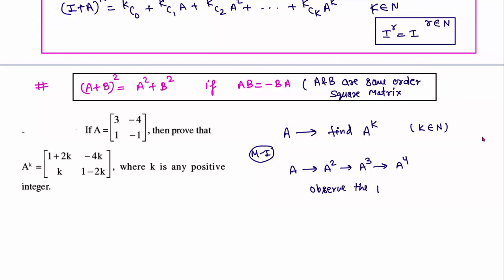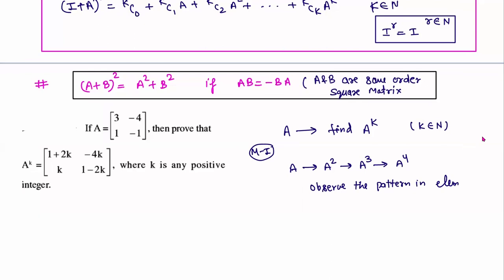The pattern in the elements. By observing this pattern, we need to write A power K. That is method one.